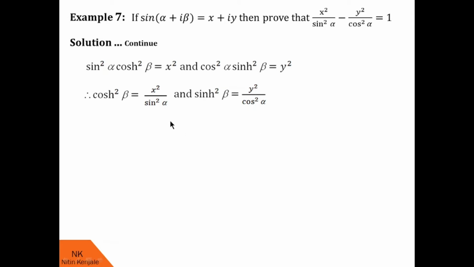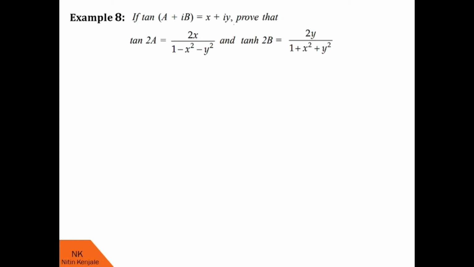Now we will substitute values of x square upon sin square alpha and y square upon cos square alpha into LHS of this equation. So we get LHS is equal to cosh square beta minus sinh square beta. But we know that according to the definition of hyperbolic functions, cosh square beta minus sinh square beta is 1. So we get x square upon sin square alpha minus y square upon cos square alpha is equal to 1. Hence, the required statement is proved. I hope guys you understood this example.